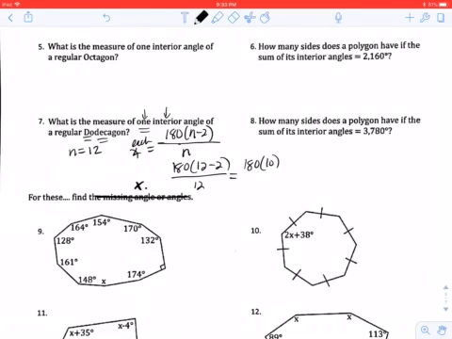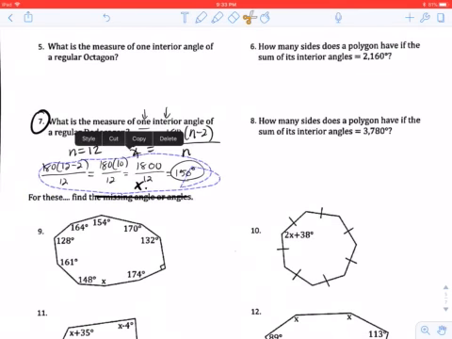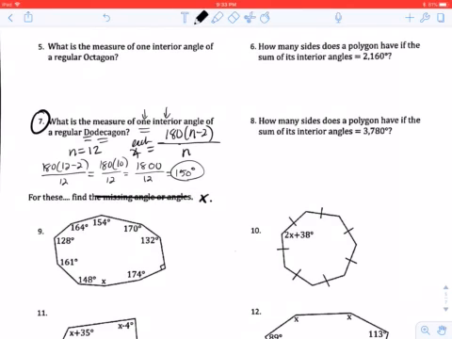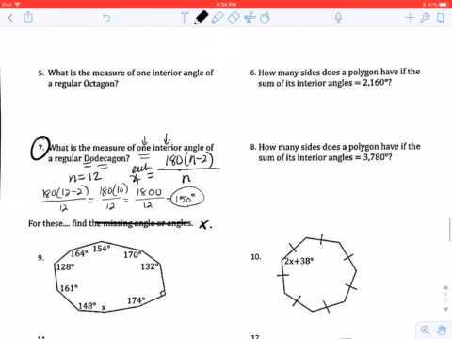Let's break that down. 180 times 10, divided by 12. 180 times 10 is 1800. Divided by 12, 1800 divided by 12 is 150. So each angle is 150 degrees in a regular dodecagon. That was for number 7. Not bad. What have we done? We did number 1, we did number 7. Let's do working backwards, like number 8.